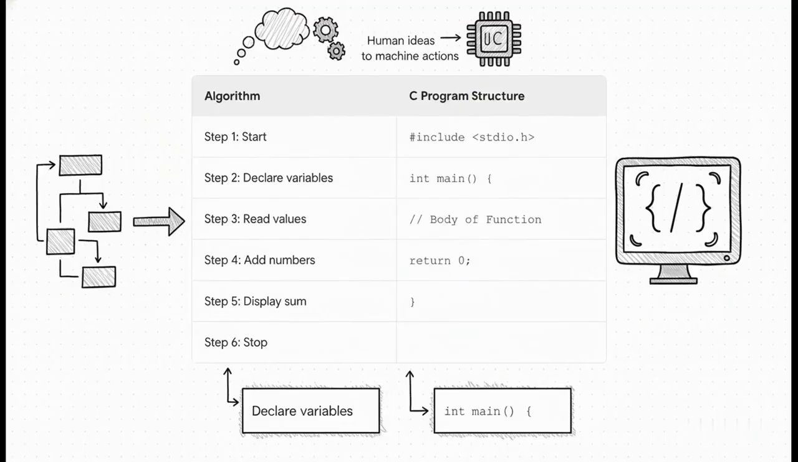Over on the left, you've got the steps from our algorithm, and on the right, that's the basic skeleton of a program written in a language called C. You can see how our logical steps, like declare variables and add numbers, are going to become the actual code that fills in the body of this program. This is how we turn a simple plan into real code.